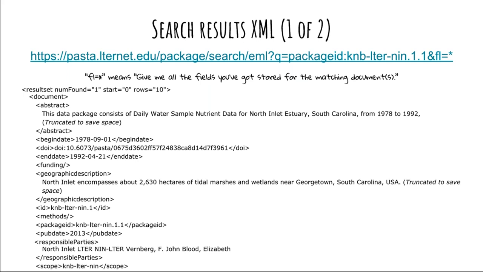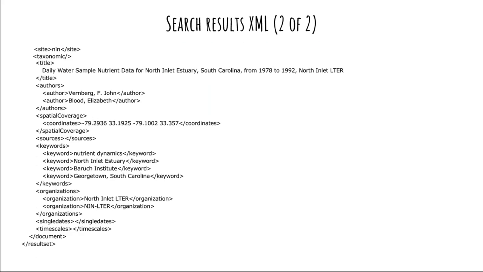It's reporting in its first attribute that we matched one document and that it used parameters start equals 0 and rows equals 10, the default. Within that result set document, we have the single document element that was matched. And within that, the various fields that it's indexed for that document, abstract, DOI, they're all pretty much self-explanatory. We'll go on to the next slide and see the rest of this.